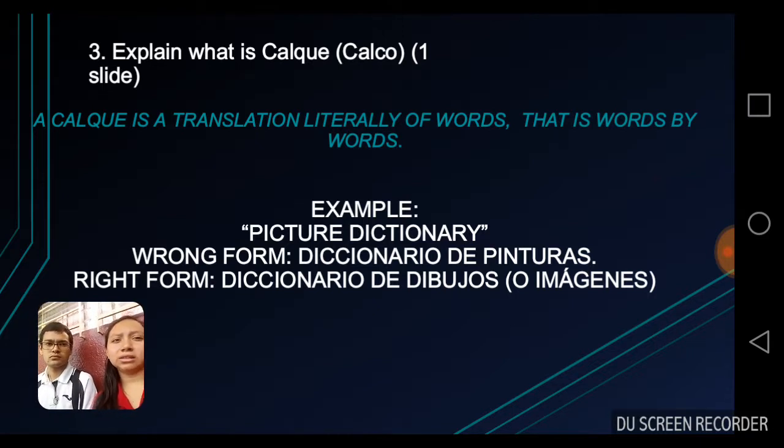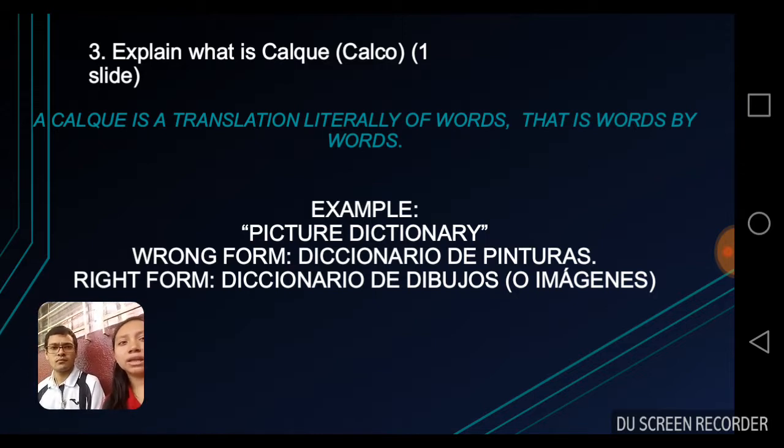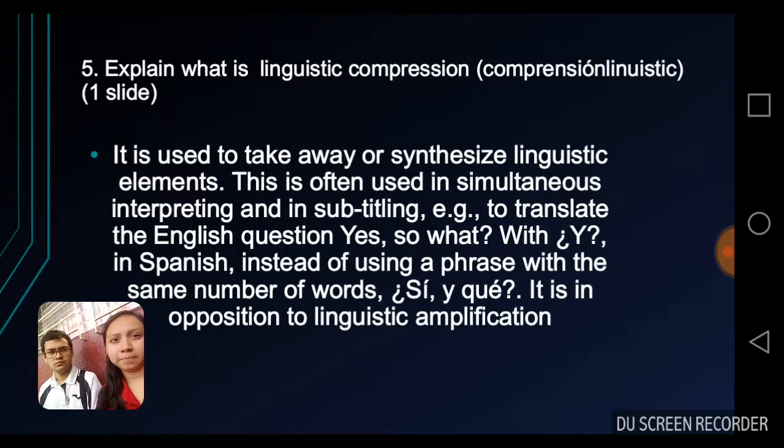What is calc in English? A calc is a literal translation of words, that is, word by word. For example, picture dictionary. La forma incorrecta sería diccionario de pinturas, pero la forma correcta sería diccionario de dibujos o imágenes.